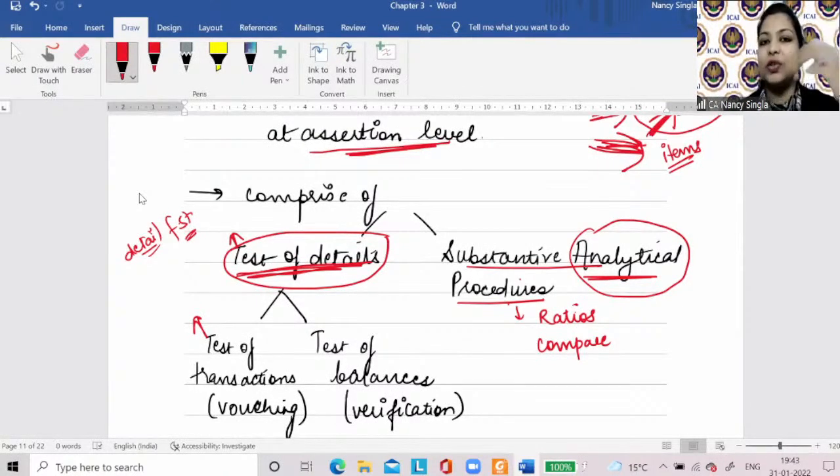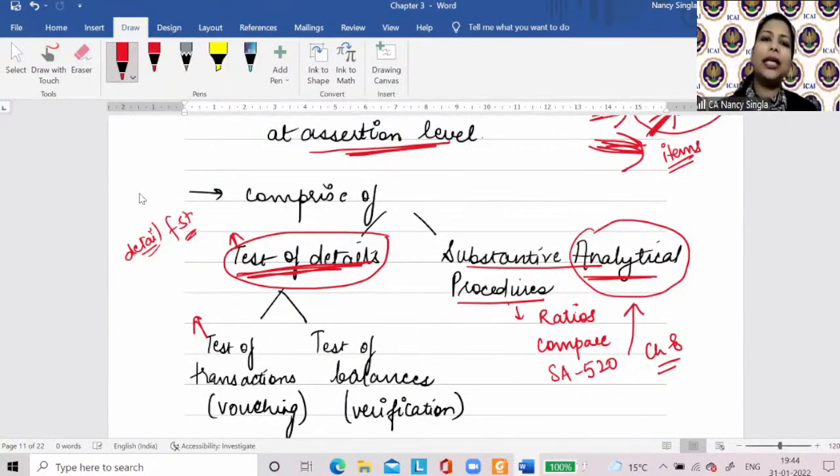For now, try to understand that these involve calculating various ratios and comparing the trends and ratios of the company with the industry or with the previous year. You will be doing this in detail in your chapter number 8, SA 520, Analytical Procedures. For now, just understand that the auditor may calculate the GP ratio and compare it with last year, the stock turnover ratio, the debtor turnover ratio, all those ratios, compared with last year and with the industry.